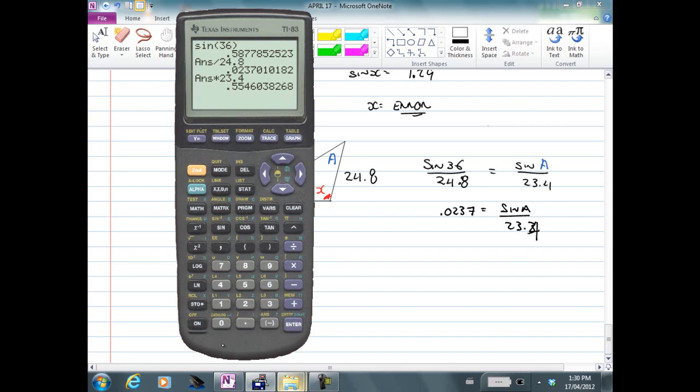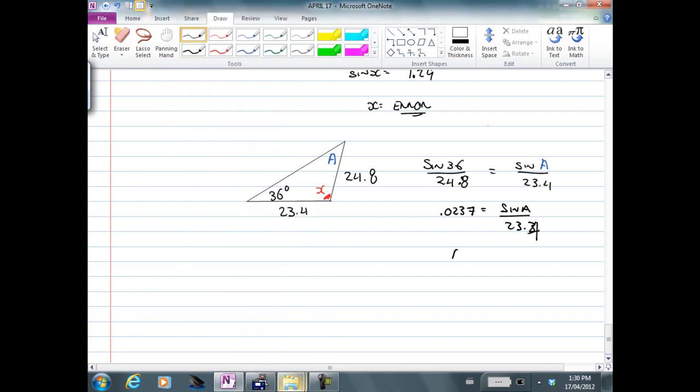Inverse sine. Second function sine. And when I do, look what I get. 33.7 degrees. A equals 33.7. But my question never asked you to find A. My question asked you to find X. Once you have A, go find X.